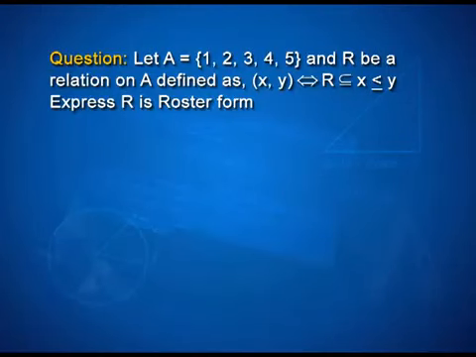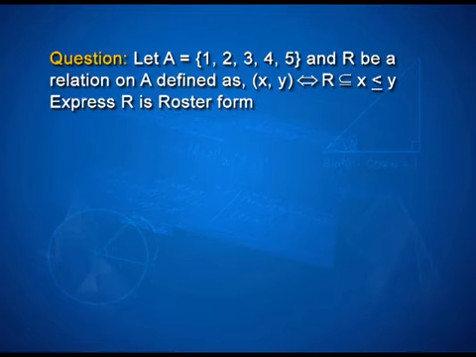Here is another example. Let A be equal to 1, 2, 3, 4 and 5. R is a relation on A defined as an element (x, y) belongs to R if and only if x is less than or equal to y. Express R in roster form. So, this is another way of stating the relation. X is related to y if x is less than or equal to y.